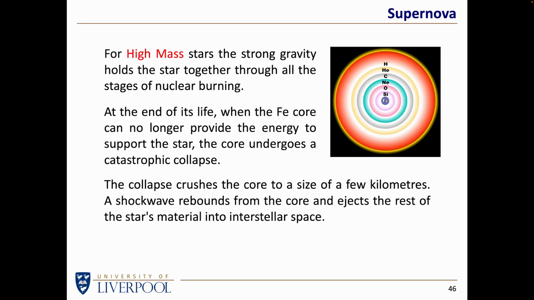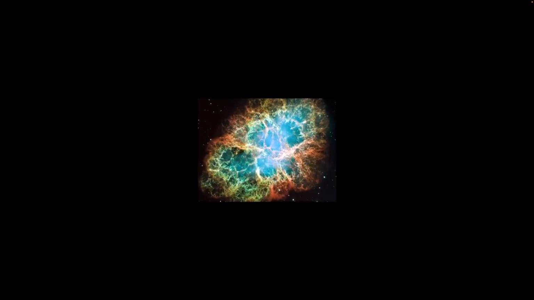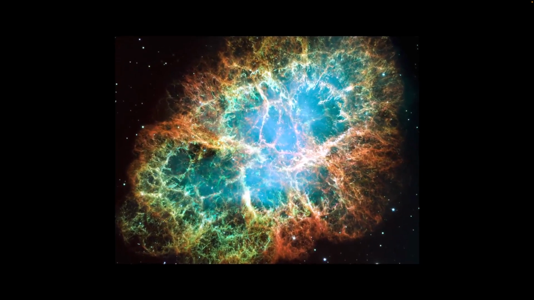The core is crushed to the size of a few kilometers. Remember, a white dwarf was about the size of the Earth, but now we're talking about crushing the core down to only a few kilometers, barely the size of a city. The rebound of the shockwave ejects most of the mass of the star into interstellar space. And what we see is a supernova remnant.